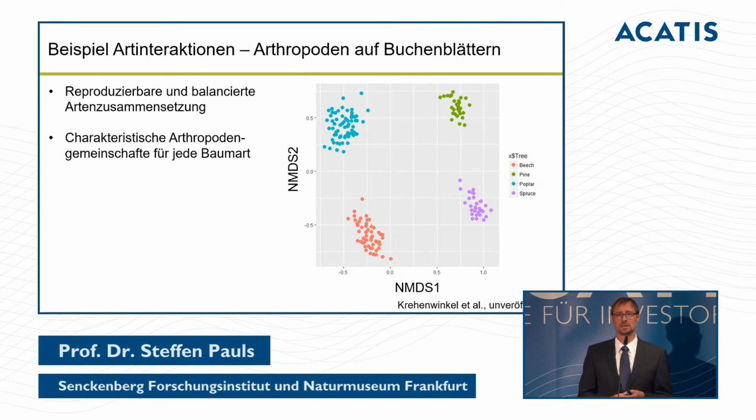And just through the community of animals, we could recognize which type of tree was sampled. We have a very strong link between the different trees and the animal population. Every species of tree has a known insect community.